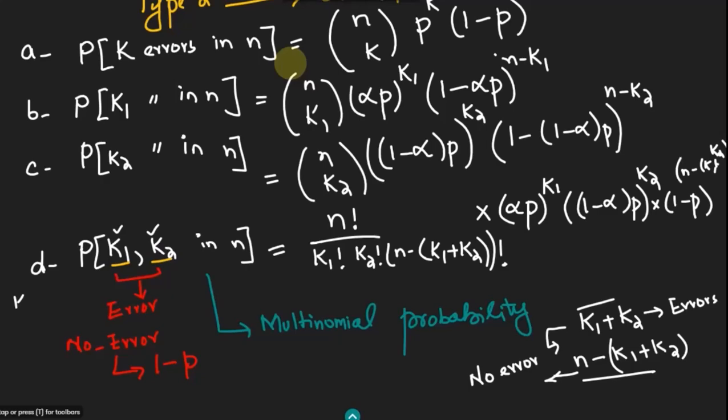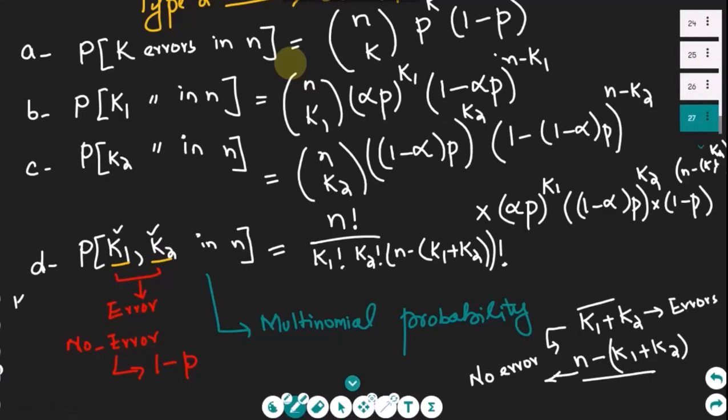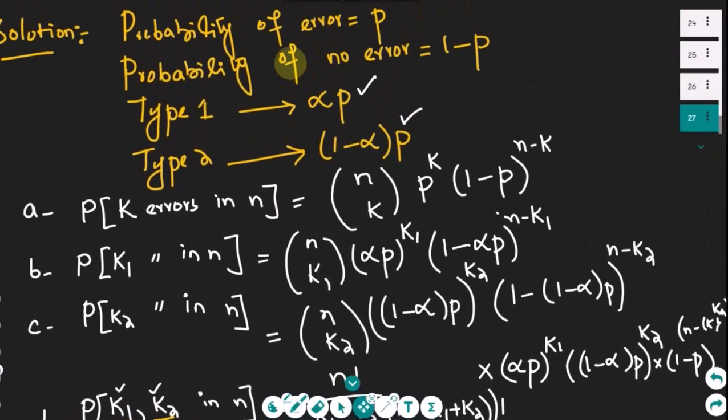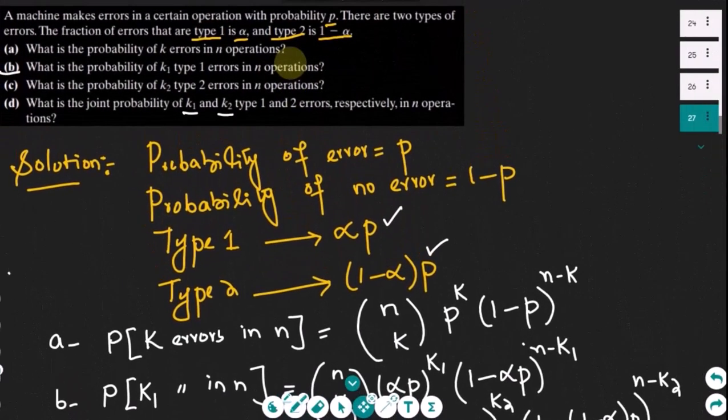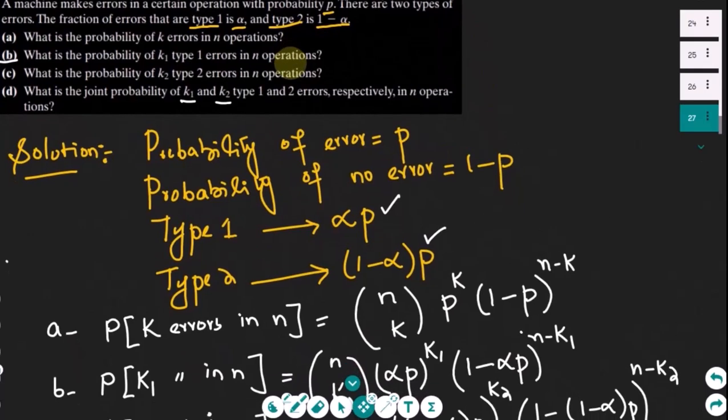So this is the solution in which we have to find out the joint probabilities of k1 and k2 terms in our n number of trials. Okay, so that's it for today, in which we have found out all the terms related to our question 76.